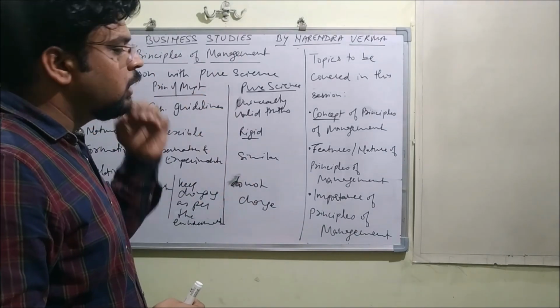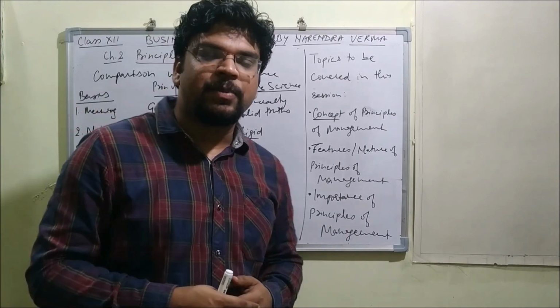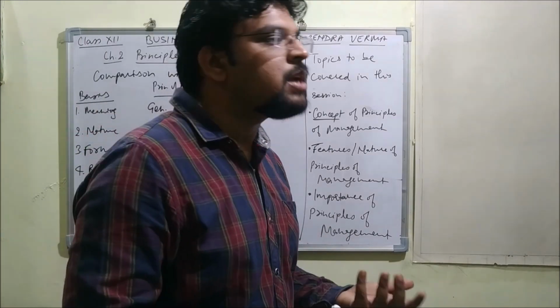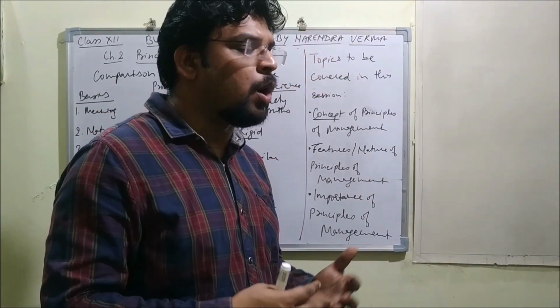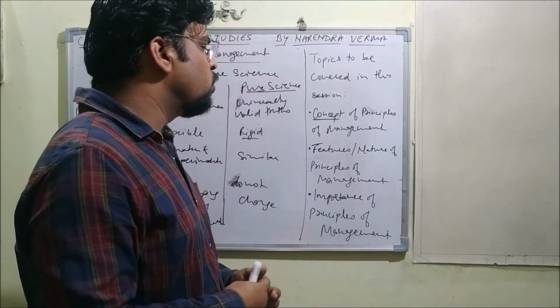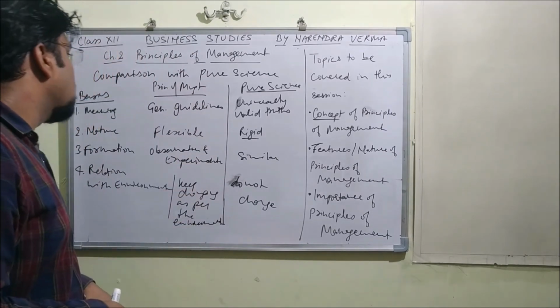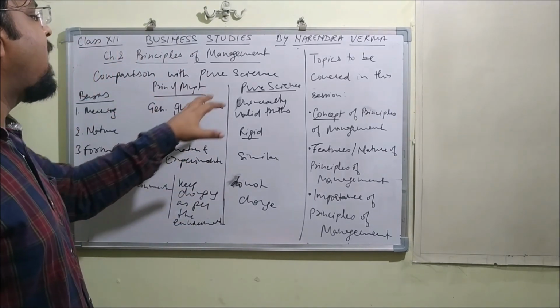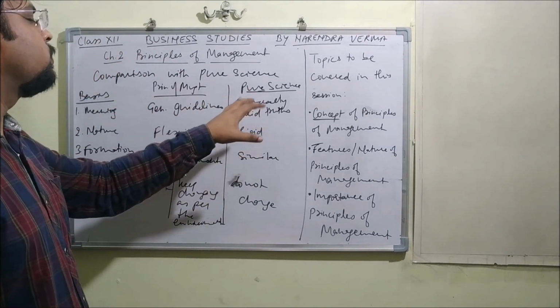But pure science principles do not apply to human behavior. They are applied on physical objects and natural things. That is why they do not change. So that was the comparison between principles of management and principles of pure science.